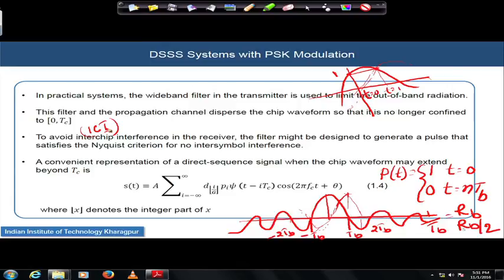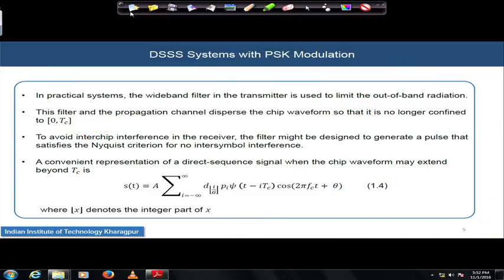So, before transmitting or releasing the spread spectrum waveform in the air, after the power amplifier and the wideband filtration operation, we have to also take care of this pulse shaping. With proper shaping of the pulse only, to control the intersymbol interference in the receiver, we will release it in the air.